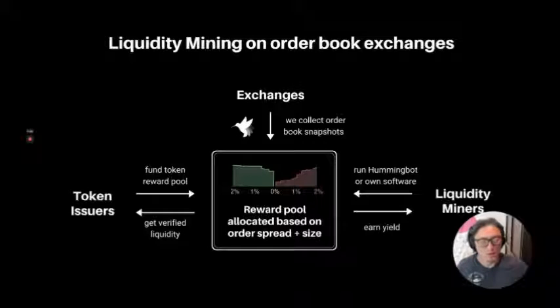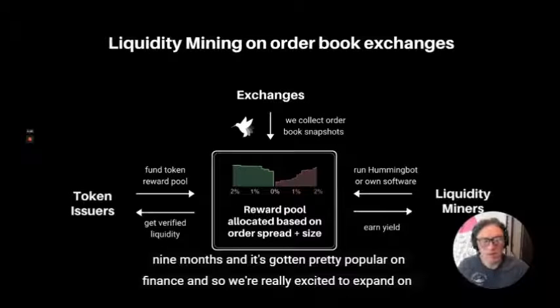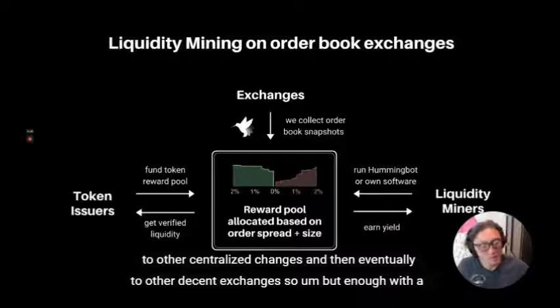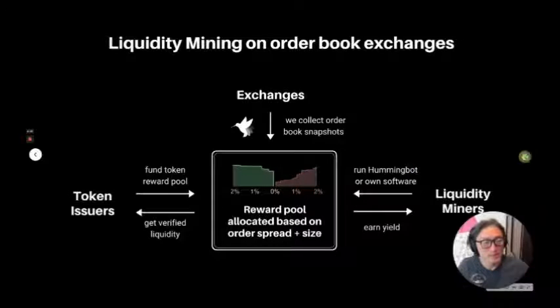So this is really how it works, and we've been running this for a few months now, actually nine months, and it's gotten pretty popular on Binance. We're really excited to expand onto other centralized exchanges, and then eventually to other decentralized exchanges. But enough with the theory, let me actually show you exactly how it works and how to get started with liquidity mining.